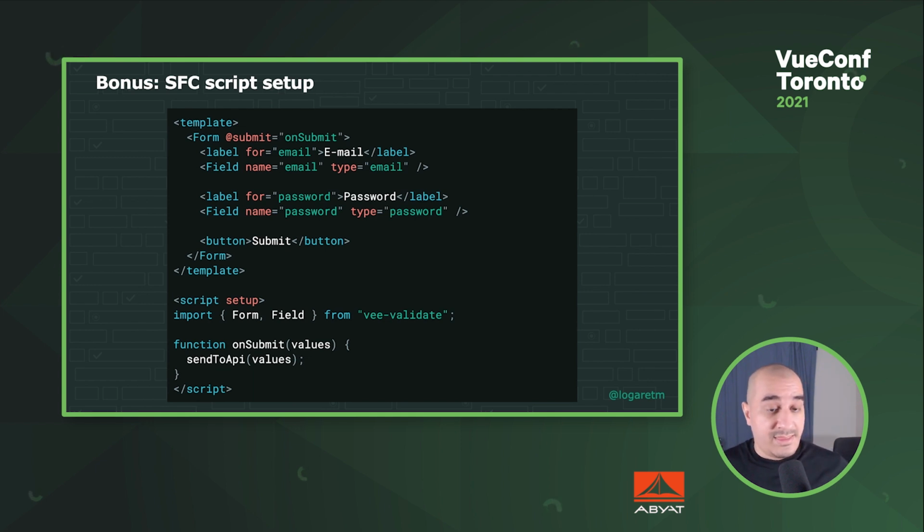Bonus thing here is if you are using the new Vue 3.2 script setup, you get this really minimal API to build your forms. Here, this is really an actual working form with just the code that you see.